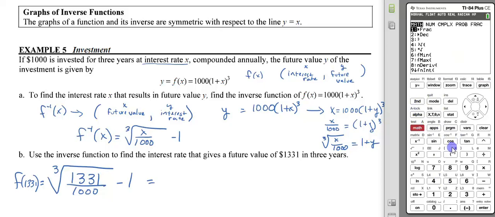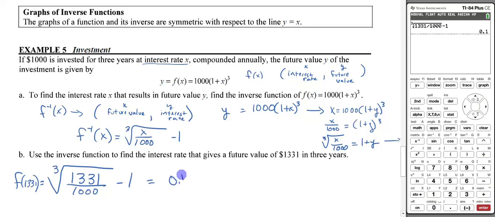So math, and option 4 is the cube root. 1,331 divided by 1,000, and then subtract 1. And that is exactly 0.1. We usually report interest rates as percent, so let's change this to a percent. That is going to be a 10% rate to get $1,331 in 3 years as a future value.